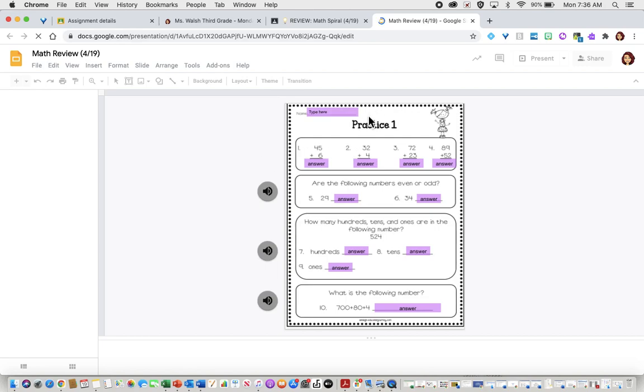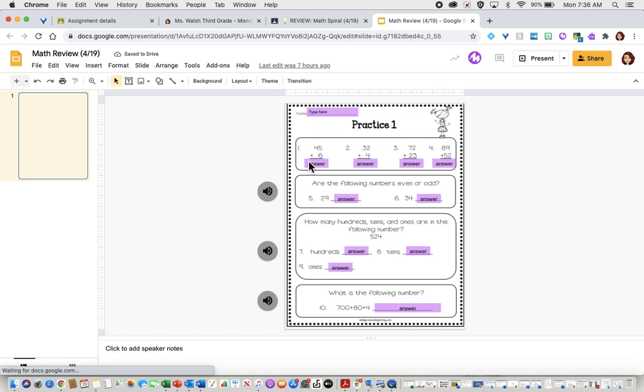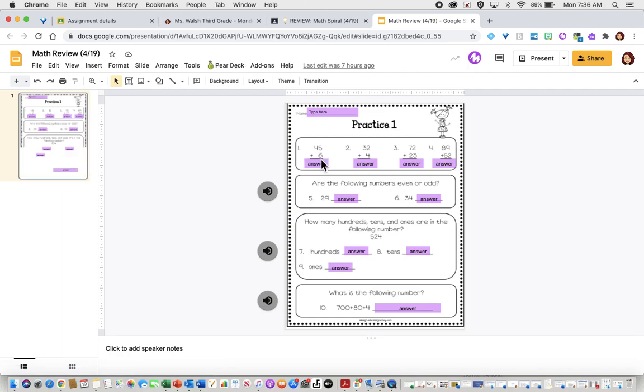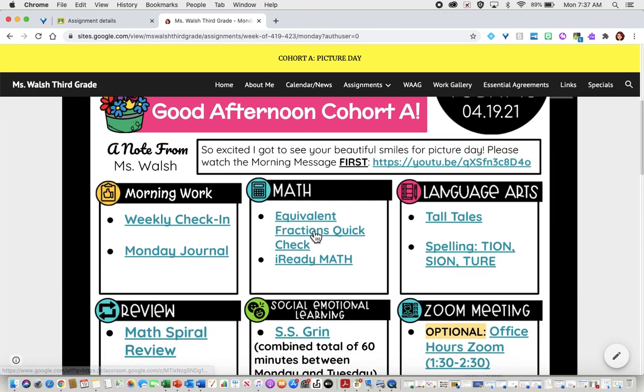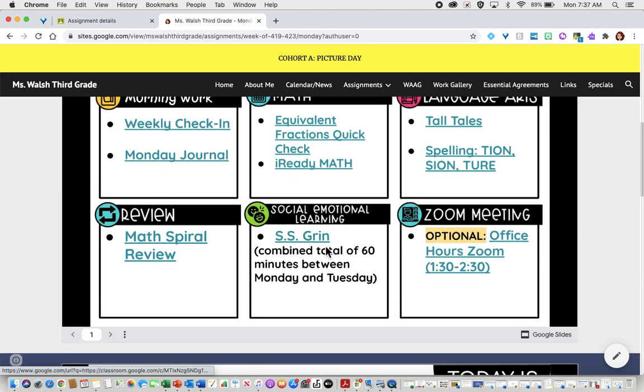Then for review, you have a math spiral review for the week. It is going to be our first math spiral review, so it is going to be talking about some of the things that we did at the beginning of the school year. You're going to see we have some basic regrouping in these guys up here. Here we have an even or odds question. Next up we have hundreds, tens, and ones. And then we also have expanded form turned into standard form. So again, we're going to start reviewing some of those things that we talked about at the beginning of the school year.